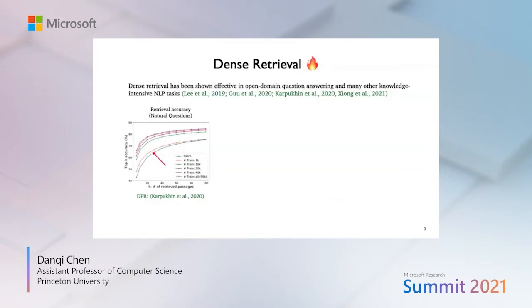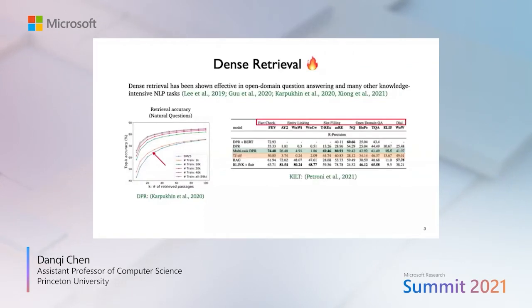This figure is from the Dense Passage Retrieval paper, or DPR. In this work, we show that DPR can outperform BM25 on popular question answering tasks, even with only 1,000 training examples. And the table on the right here is from the recent KILT benchmark. It demonstrates that on a range of NLP tasks, including question answering, fact-checking, slot filling, entity linking, DPR can greatly outperform TF-IDF across the board.